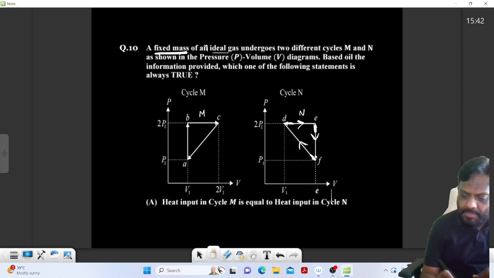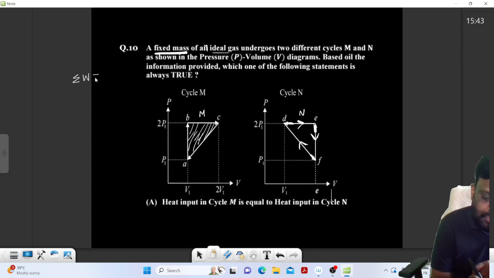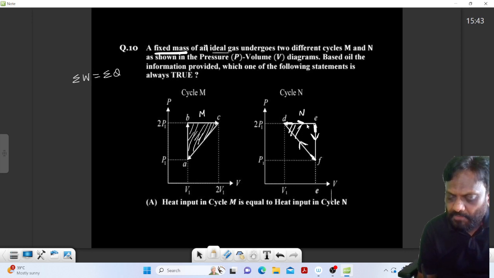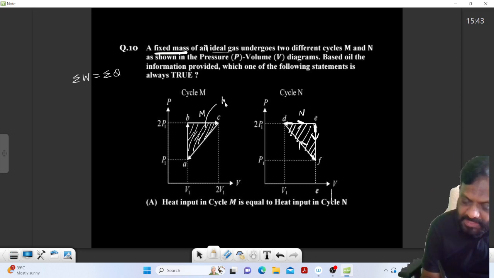Now, it is PV diagram. What does closed area represent? It is network. But from first law of thermodynamics, network is also equal to net heat. So this closed area is not only representing network, but it is also representing net heat. Because from first law of thermodynamics for a cycle, net heat transfer is equal to net work transfer. So this closed area is not only giving you net work for this cycle M, but also net heat. Similarly, this is giving not only the net work, but also net heat.